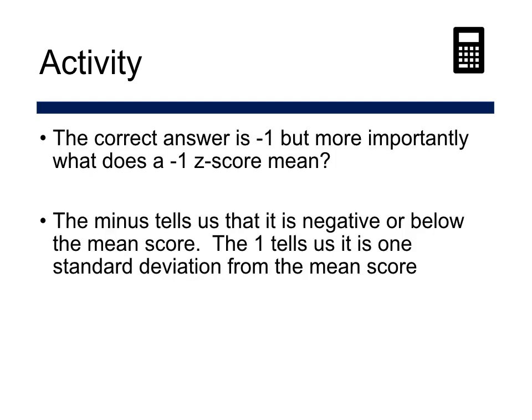So if you plug the information into the formula that was on 2 slides ago and you did the calculation with that data, the correct answer is -1. But more importantly, what does a -1 Z-score mean? The minus tells us that it is negative or below the mean, so the score sits below the mean. The 1 tells us it is 1 standard deviation from the mean score. So let's take a look at what this looks like on a graph, and often this makes more sense visually.